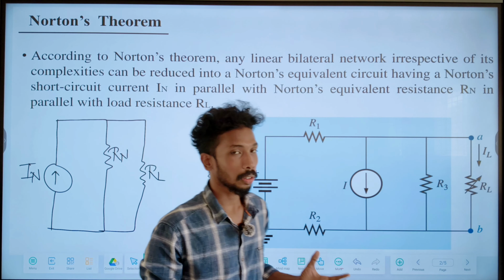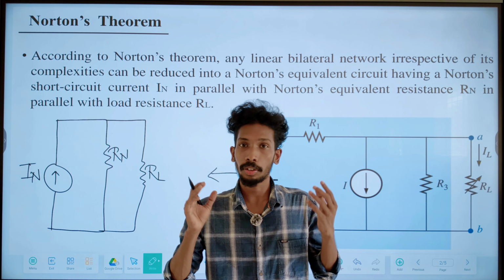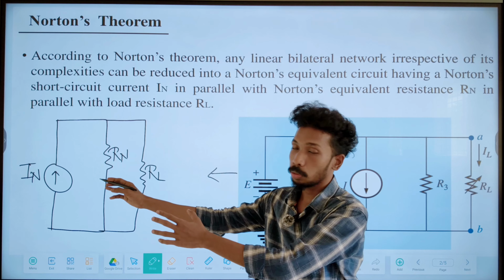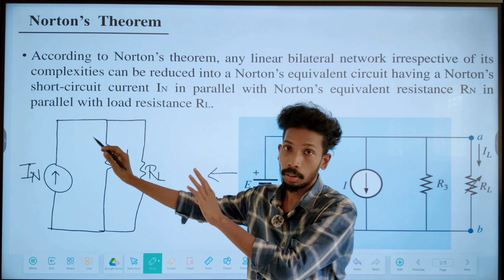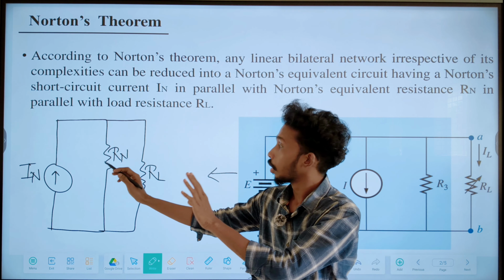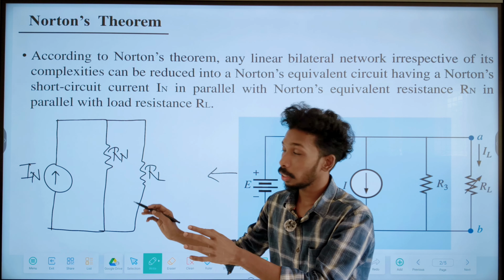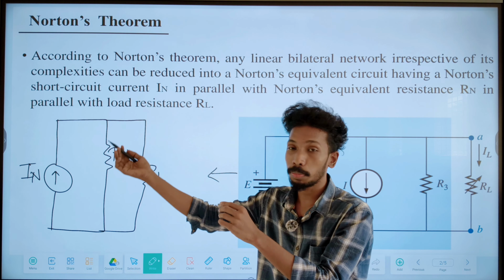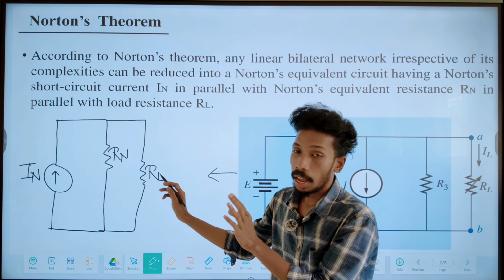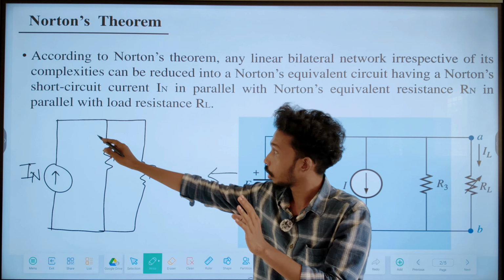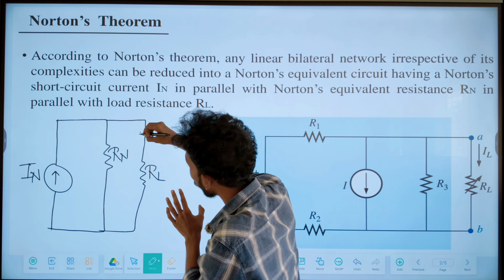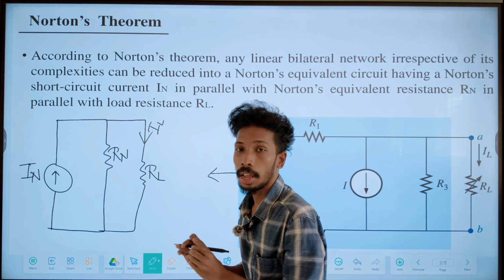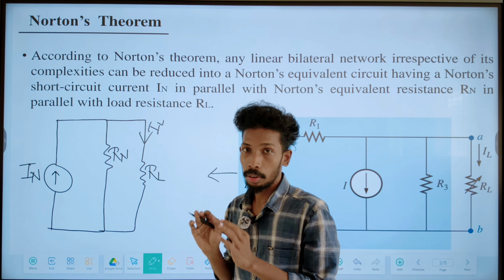In simple terms, if we apply Norton's theorem in any complex circuit, that circuit will be reduced to a simple circuit where one current source will be there, that is our IN. We call that Norton equivalent current. Then one resistance will be there, RN, that is the Norton equivalent resistance. It is the same as Thevenin's equivalent resistance. Then one RL will be there in parallel with these two, in which we will find out the current flowing in this resistor, that is our IL, the current through the load resistor.